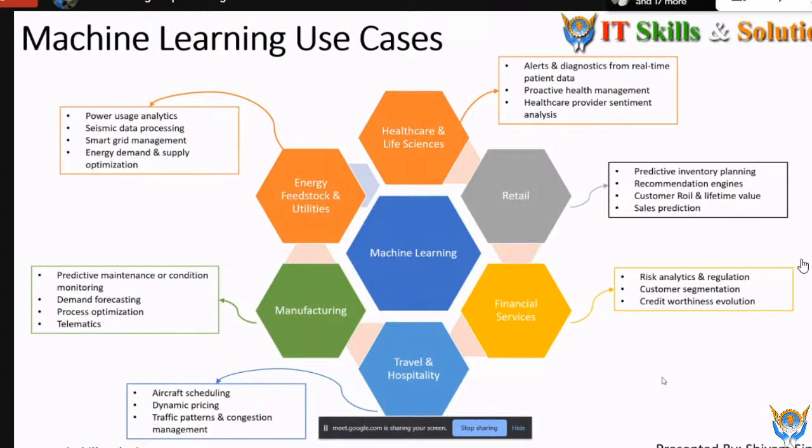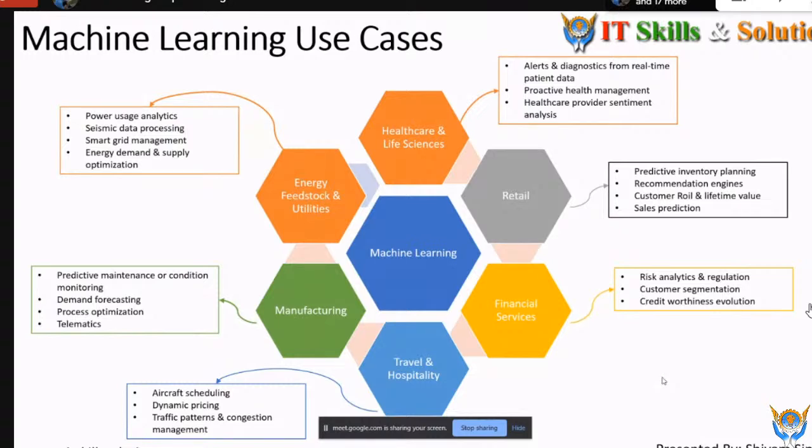There are a lot of things, and nowadays it is our daily routine. Like you can see power usage analytics, smart grid measurement, energy demand, predictive maintenance, or aircraft scheduling.